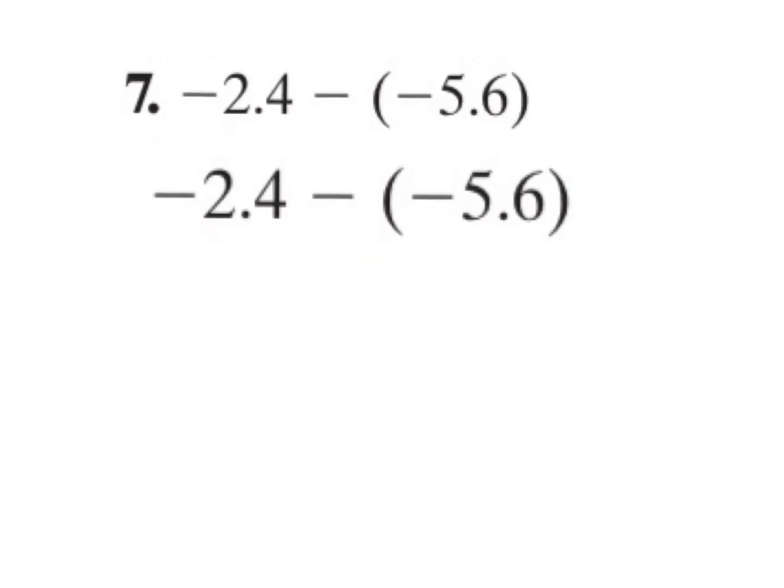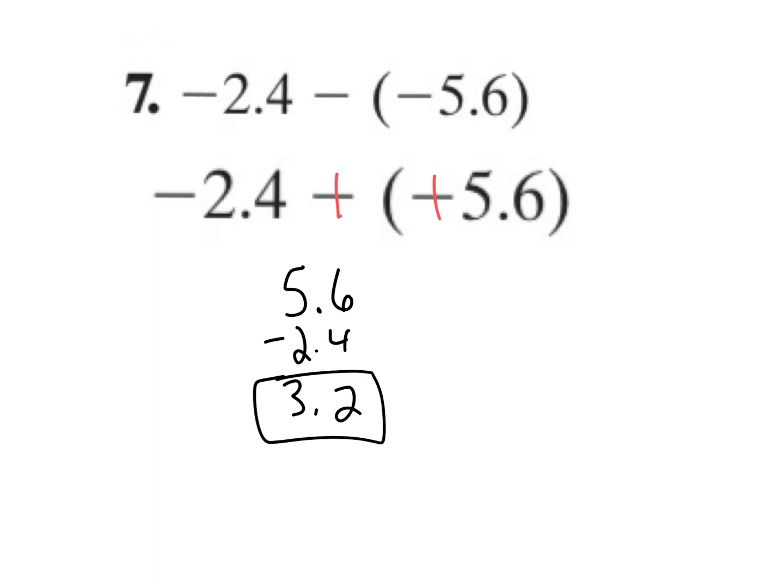Look at number 7. First thing we probably want to do here is add the opposite, make our 2 sign changes. Since these are different signs now, we're going to subtract them. And we had more positives, so that would be our answer.